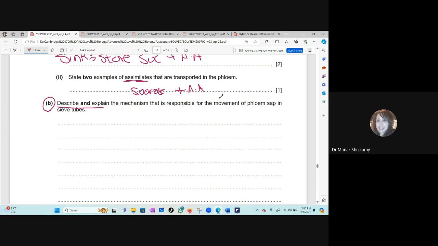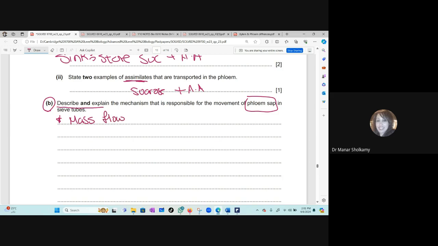You will start by saying what? That the movement of the assimilates inside the phloem sap, there is a mechanism. Forget the loading and the unloading now. The movement of the material either inside the xylem or the phloem or even arteries. It's called the mass flow. Correct. So you will start by saying that the movement is by the mass flow.